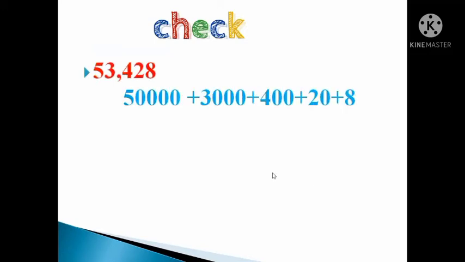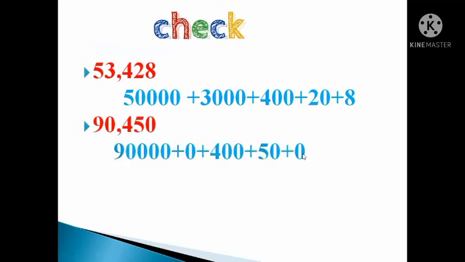Check your answers. 50,000 plus 3,000 plus 400 plus 20 plus 8. So 90,450 will be written 90,000. There is no number in thousands place. It is 0. So we have to construct 0. Plus 400 plus 50 plus 0.